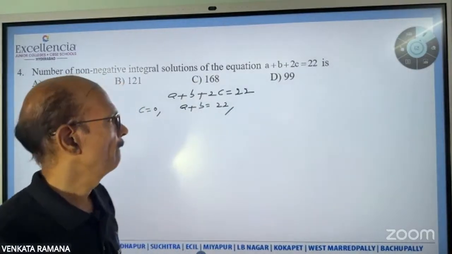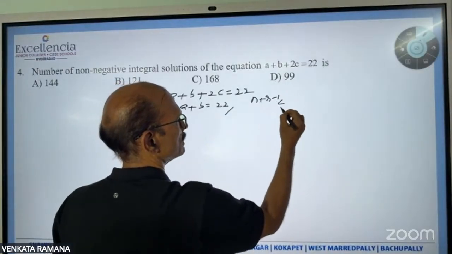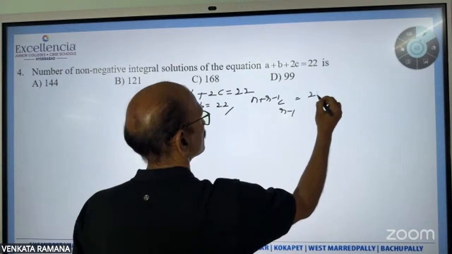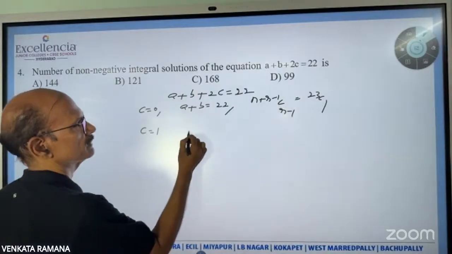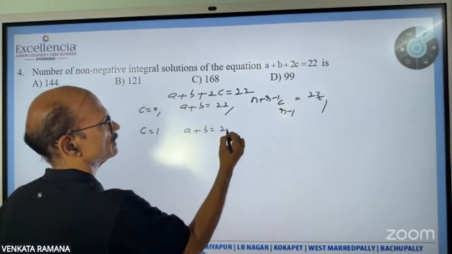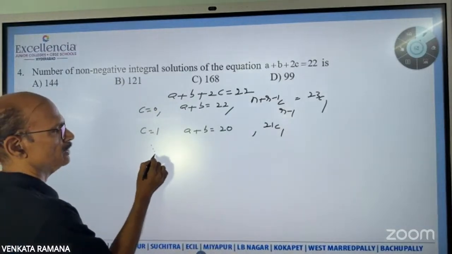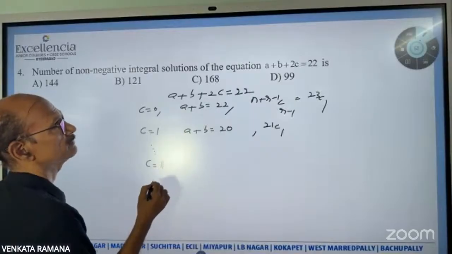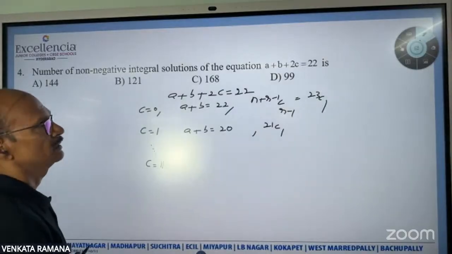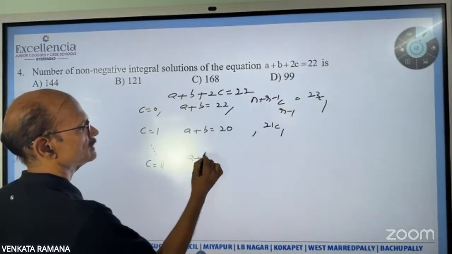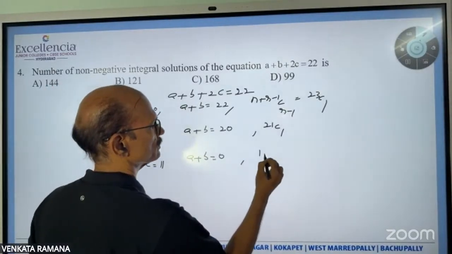Listen, students. So by the formula n plus r minus 1 C r minus 1, it is nothing but 23 C1. Similarly, suppose c equals 1, then it will be a plus b equals 20. Then this value equals 21 C1. And so on. Suppose c equals 11, the maximum, it will be 22. So therefore a plus b equals 0, because he's asking about non-negative. So therefore, it equals 1 C1.